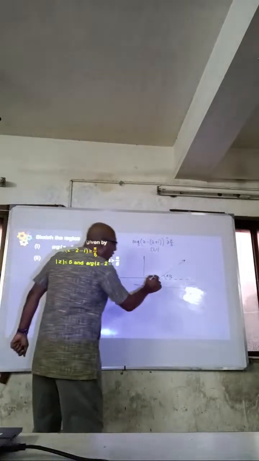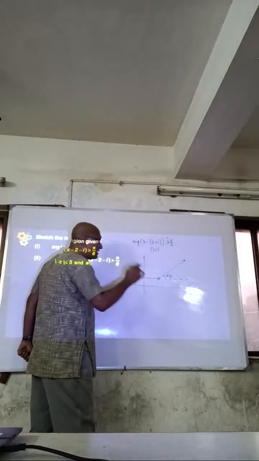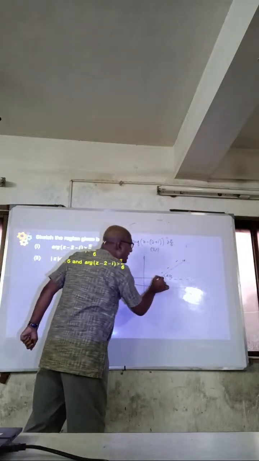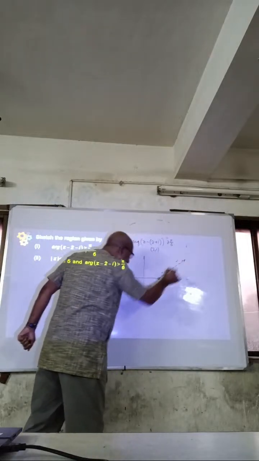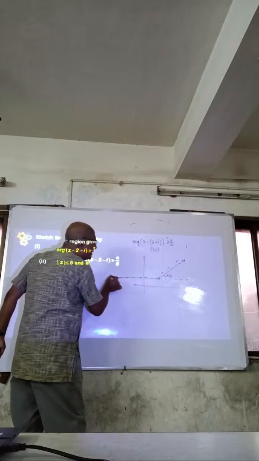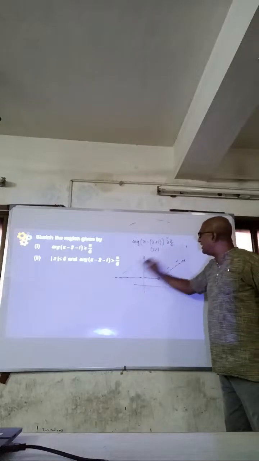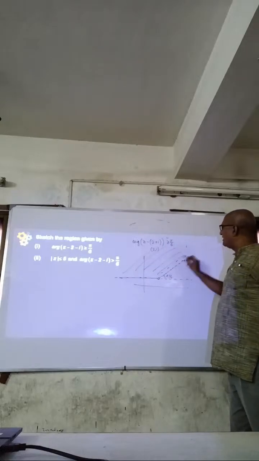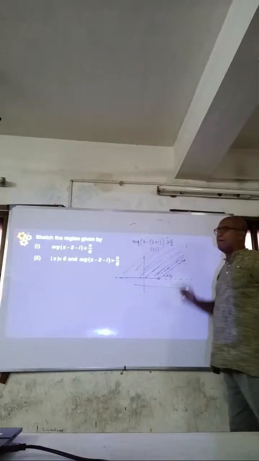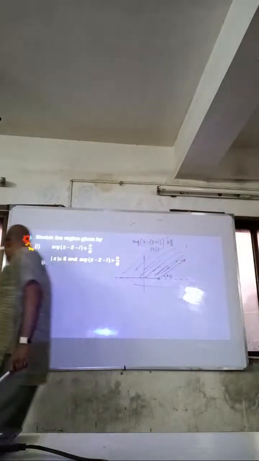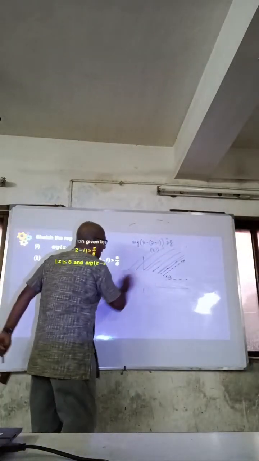So where does your z lie? Your z lies anywhere in this region, including this ray, including this line also. Say yes or no. So if I say shade the region, you will simply say that this is that region. Say yes or no. Absolutely clear, no doubt. Okay, now let us come to the next point.